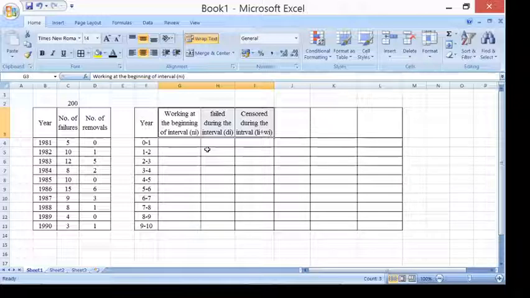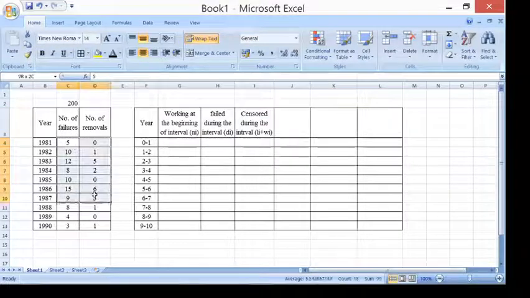Similarly, apart from failure, if some engines have been removed from the system because of some other reason, then those will be censored. So the number censored during the interval is nothing but the addition of Li plus Wi. Li is loss to follow-up, and Wi is withdrawal, in standard terminology. Here, the number of removals will stand for Li plus Wi, because whatever the reason, their total count is given as the number of removals. We don't have a split count as Li and Wi. So this data can be considered here.